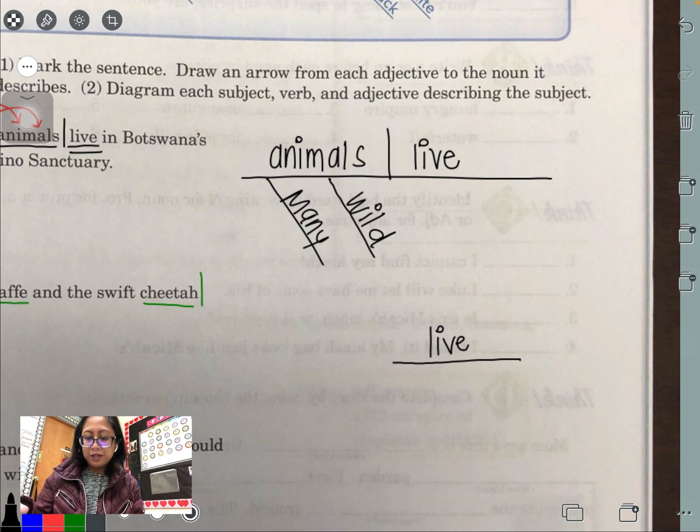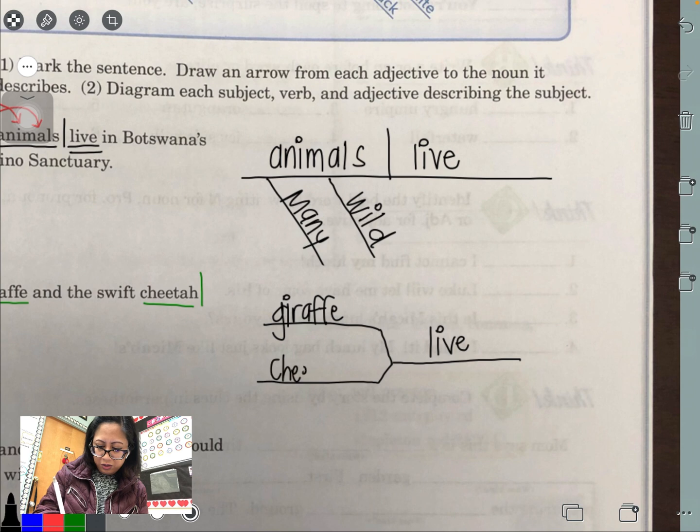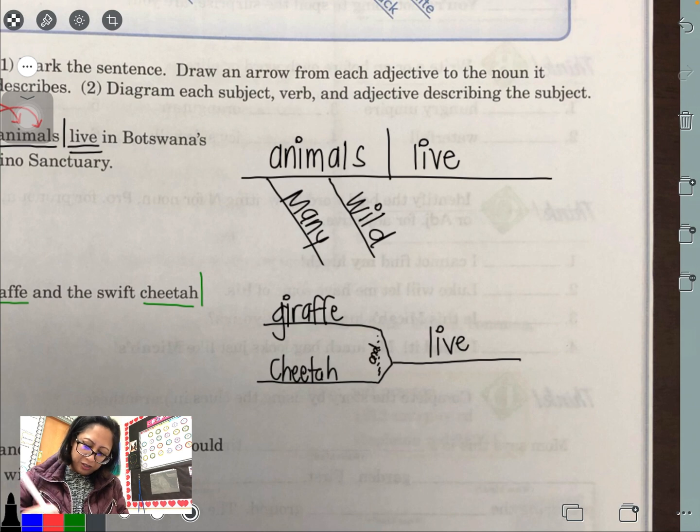Now, who or what lives? Well, we've got the giraffe. And we also have the cheetah. Okay, now be very careful. And I'm going to do this with here. Put my hand on the ceiling. So that's what I have so far. So make sure this is what you have. Giraffe, cheetah, live. Okay, if you need to pause the video or rewind, go for it.